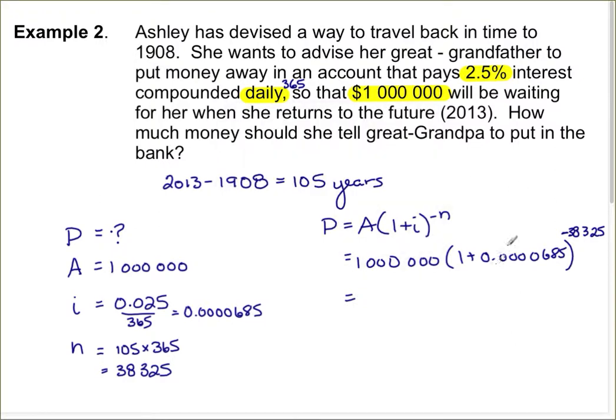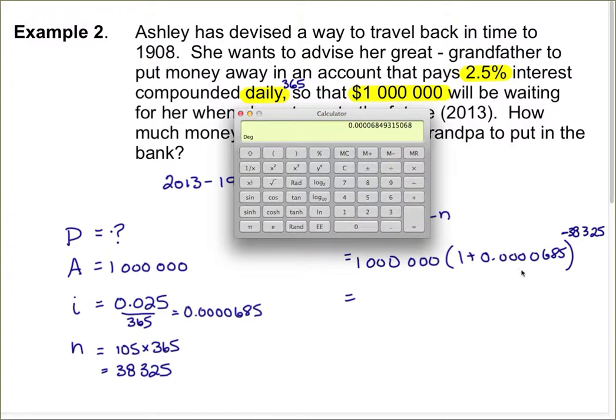Now how are we going to punch that into the calculator? Well, I've got this interest rate, so I'm going to add 1. So plus 1, hit equals. Then I'm going to raise it to this whopping big exponent. So on my calculator, I've got to press 38325 first before I hit the negative button to give it that negative exponent. You might be able to press it first. You've got to know how your calculator works. Hit equals. Whoops. Okay, that didn't work. Let's try that again.